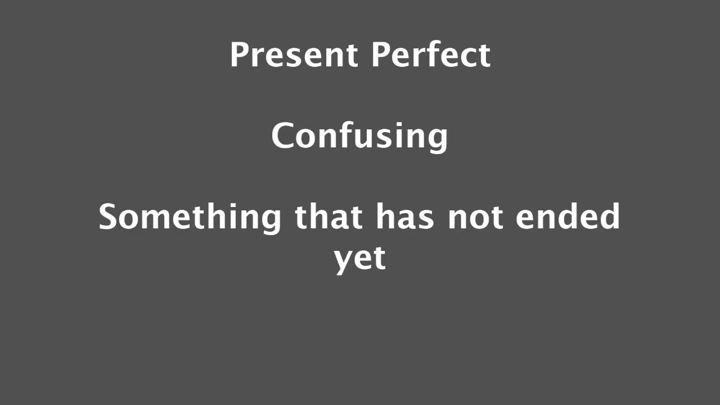Today is all about the present perfect. The present perfect can be rather confusing to Dutch students because it looks like their voltooid verleden tijd. But we don't use it the same way. In Dutch, we use it when something has ended, it's finished. In English, we have the past simple for that. We use the present perfect when something has not ended yet.